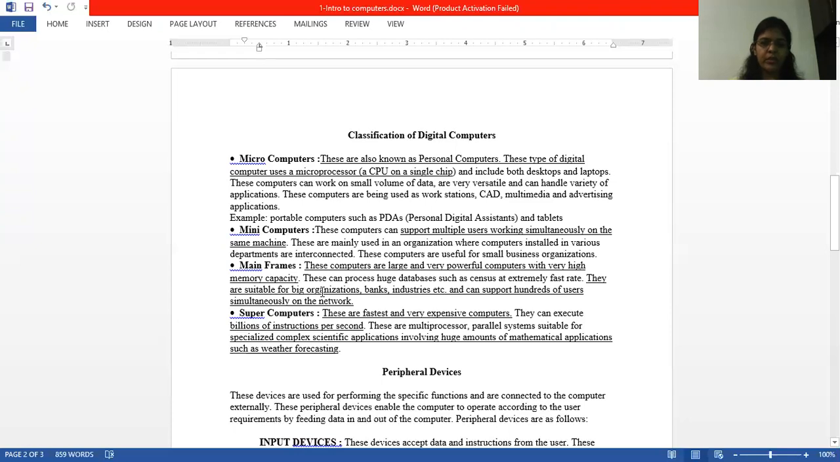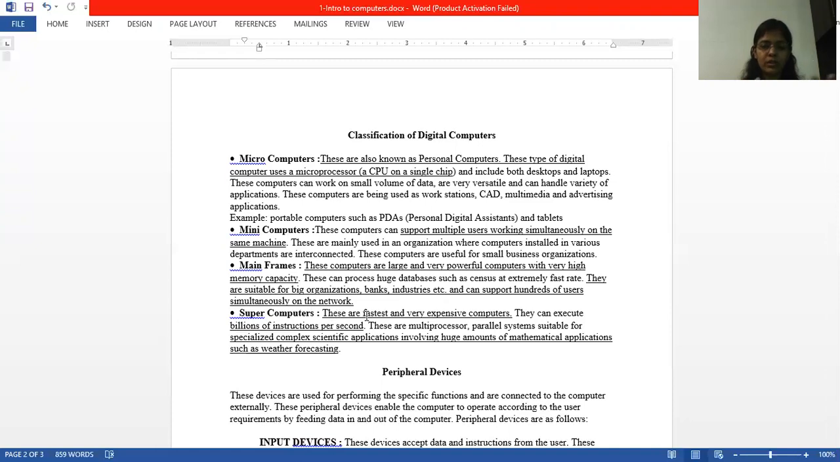So they are used for big organizations, for banks, for industries, and can support hundreds of users simultaneously on the network. Next one is supercomputers. Supercomputers are the fastest and very expensive computers. They can execute billions of instructions per second, which means you can't imagine the speed of supercomputers.